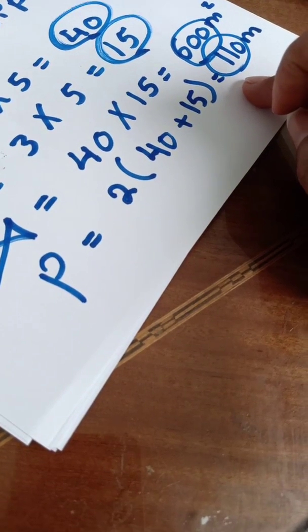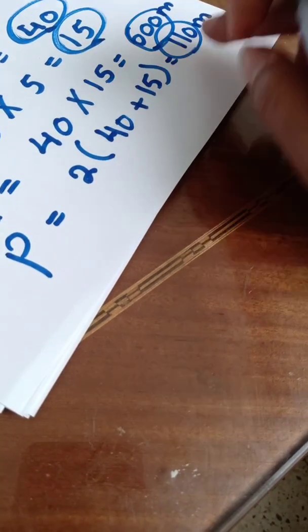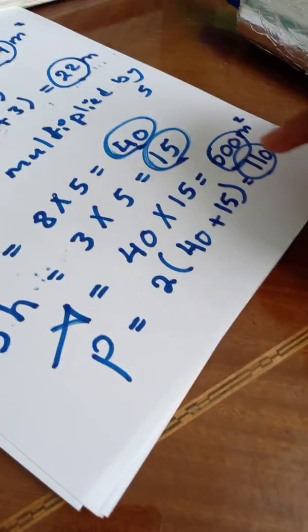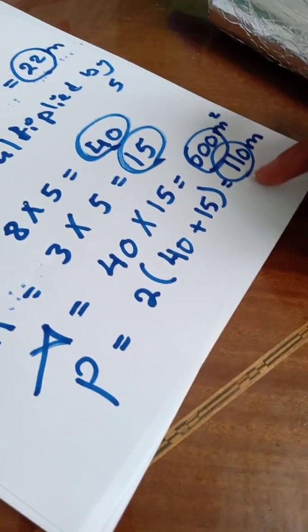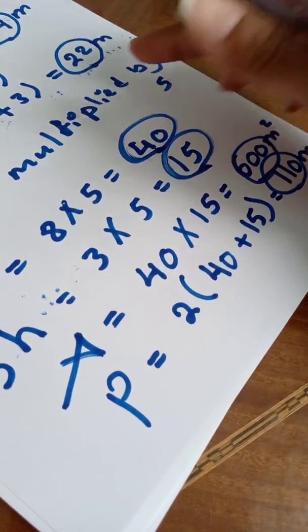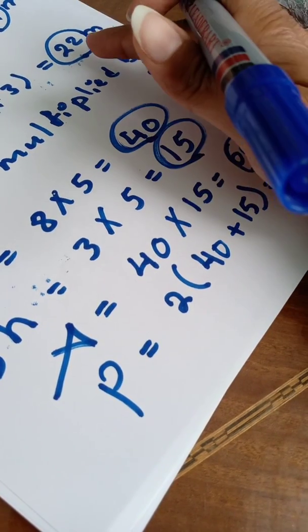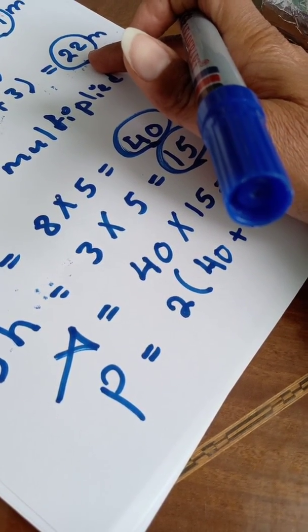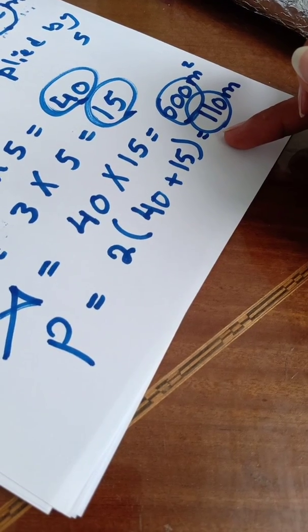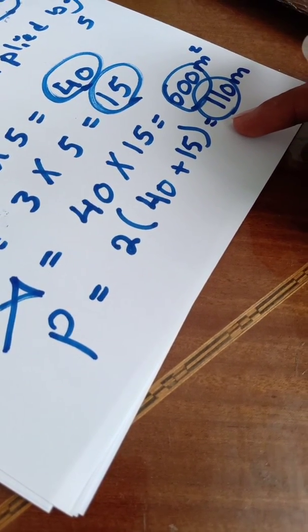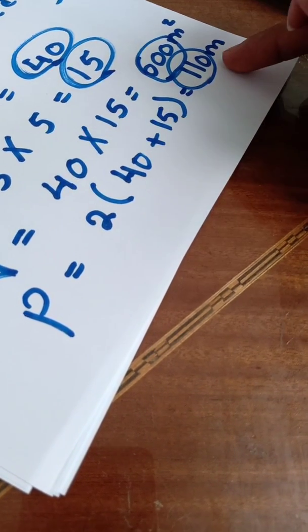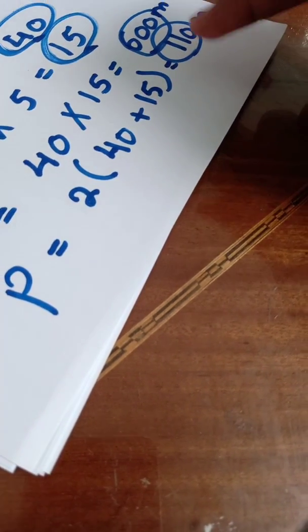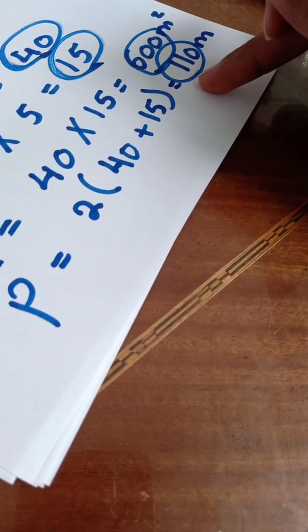Let's see what happens. The perimeter was 22 and became 110. What do you notice here? 22 multiplied by 5 gives 110. Yes, so after multiplying the dimensions by 5 proportionally, the perimeter is also multiplied by 5.